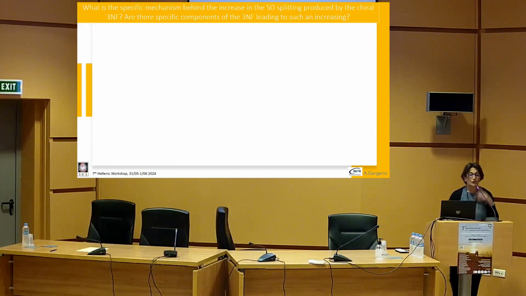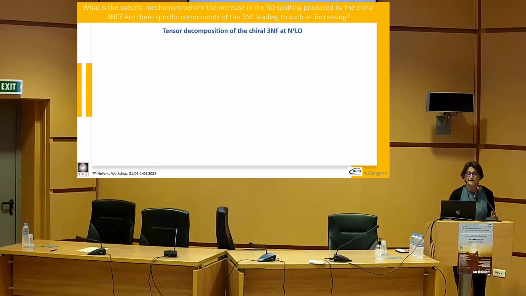Just one slide on a new work we are now doing. So we have assessed the role of three-body forces in shell model calculations, and in particular its repulsive nature that is responsible for the evolution of the effective single particle energies. But we may wonder, what is the specific mechanism that produces this effect?